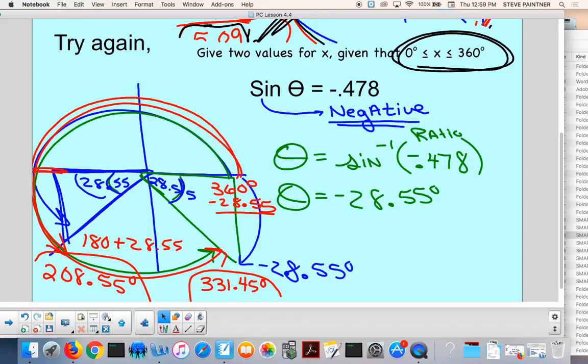Oh, are you back a couple slides? Because I want an angle. When you want an angle, you get inverse. When you want a ratio, just sine.